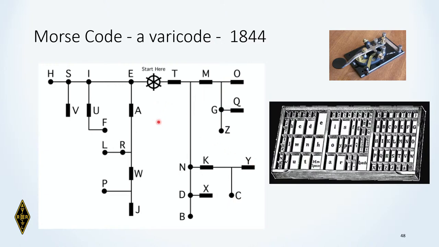So that's a structure for the Morse code that very few people have seen before and have found quite amazing in how it came together. Fascinating. Yeah, it really is. And notice when this came out, 1844, way before we were doing radio.